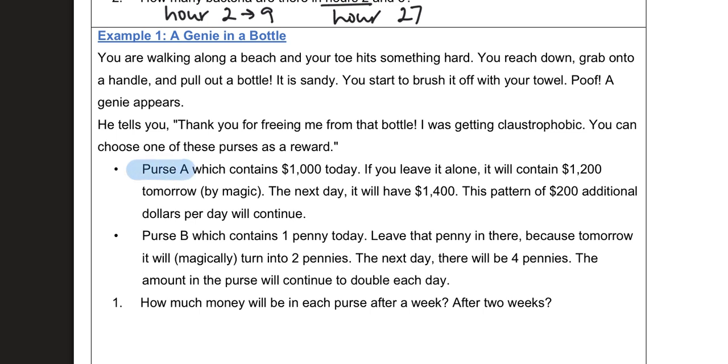So we have purse A, which contains $1,000 today. If you leave it alone, it will contain $1,200 tomorrow. The next day, it will have $1,400, and this pattern of $200 additional dollars per day will continue. Then we have purse B, which contains 1 penny today. Leave the penny in there, and tomorrow it will turn into 2 pennies. The next day, there will be 4. The amount in the purse will continue to double each day.